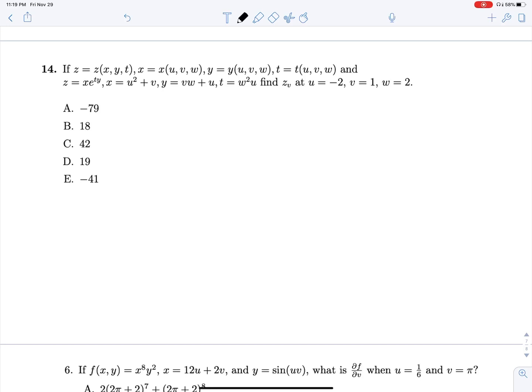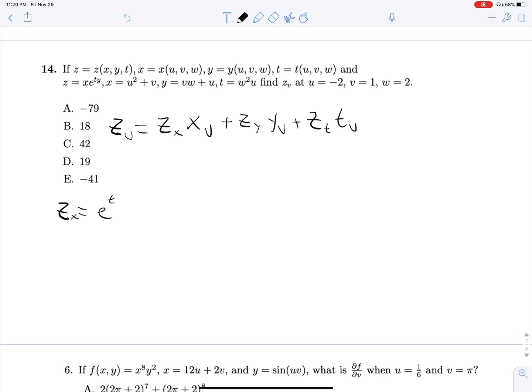We are given that z is a function of x, y, and t, where x is a function of u, v, and w, y is a function of u, v, and w, and so is t. And then we're told to find zv. Well, since z is composed of x, y, and t, and each of those are composed of u, v, and w, this is going to be equal to zx, xv, plus zy, yv, plus zt, tv. And let's find these six blanks.